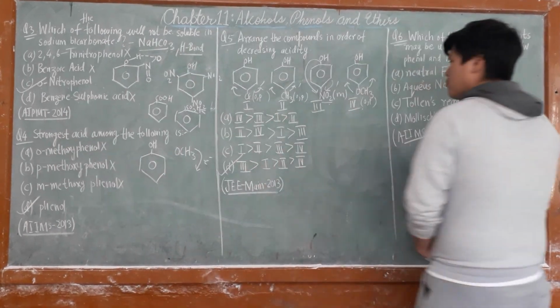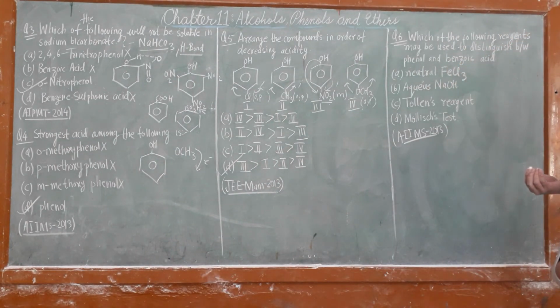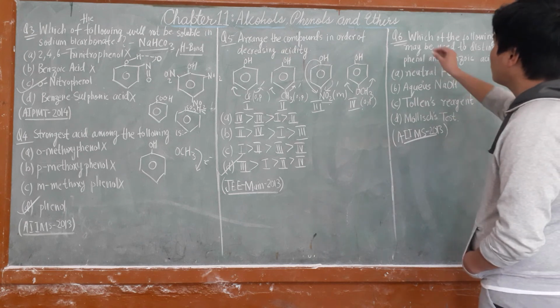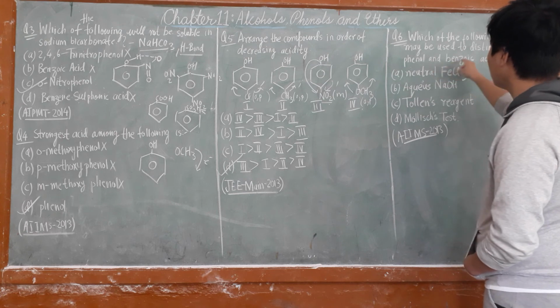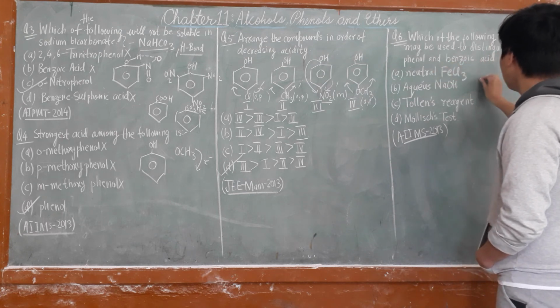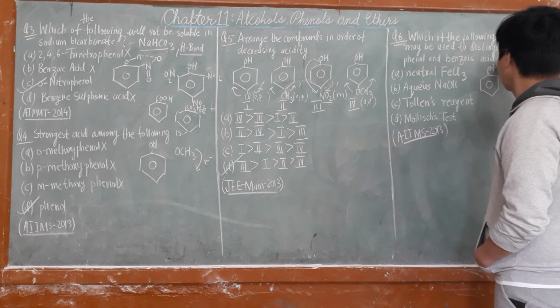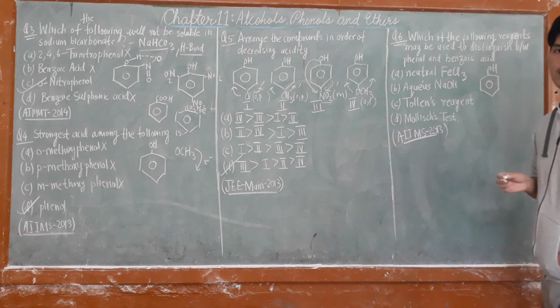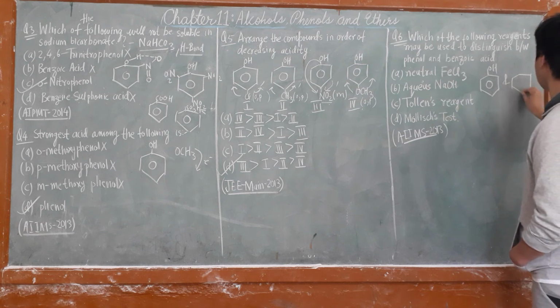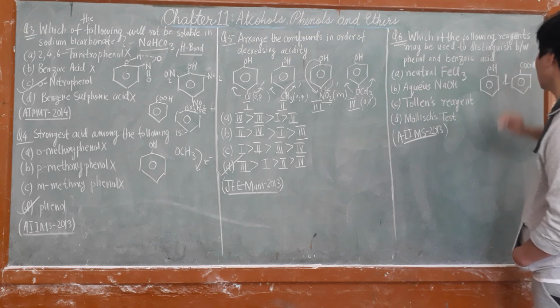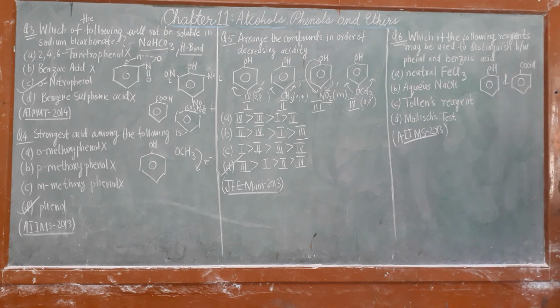Now the sixth one and the last question of today's lecture. Which of the following reagents may be used to distinguish between phenol and benzoic acid? Phenol is a benzene ring with OH, and benzoic acid is a benzene ring with COOH.